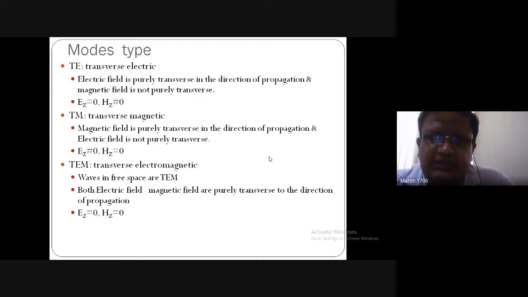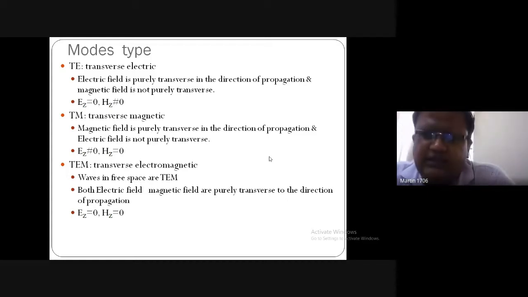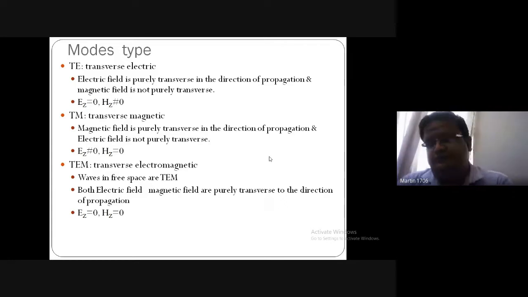Please see the transverse electric field, H is not equal to 0. That means the magnetic field only exists where the electric field is equal to 0. In a transverse magnetic field, the electric field will exist, that is Ez is not equal to 0. If both are transverse, that is transverse electromagnetic, then neither has a field, that is Ez and Hz are equal to 0.